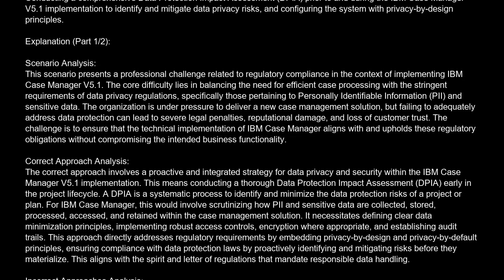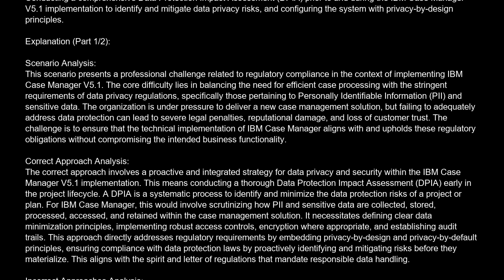Correct answer is A. Conducting a comprehensive data protection impact assessment (DPIA) prior to and during the IBM Case Manager v5.1 implementation to identify and mitigate data privacy risks and configuring the system with privacy by design principles. Explanation. Scenario analysis. This scenario presents a professional challenge related to regulatory compliance in the context of implementing IBM Case Manager v5.1.